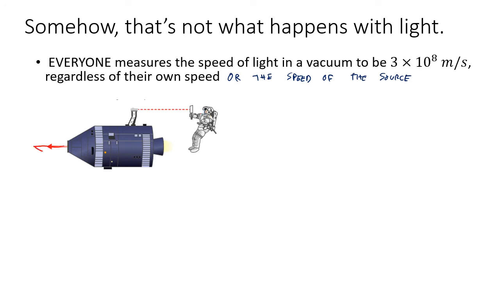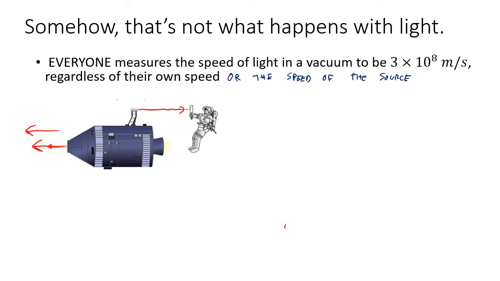I have a spacecraft traveling this way, and I have a laser which is shining a light towards an astronaut. And the astronaut's got some kind of sensor or mirror or something. Don't worry, he's not going to get killed by the laser. Even though the spacecraft is moving this way, remember with a baseball, the spacecraft moving this way would take some of the speed away from the baseball. It does not happen to the laser.